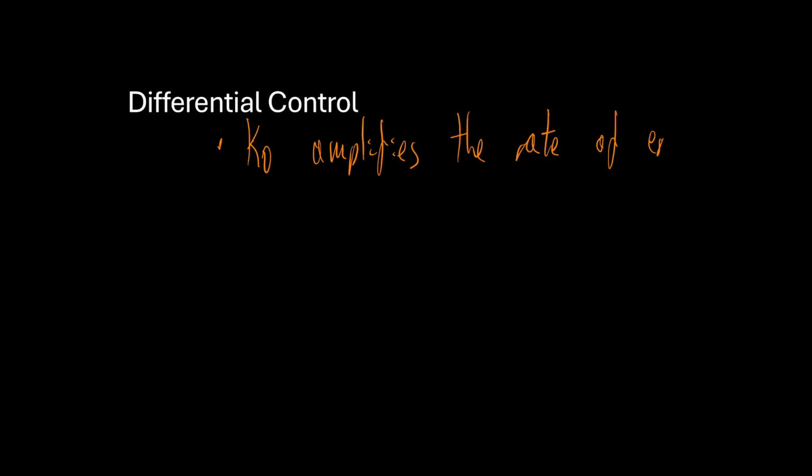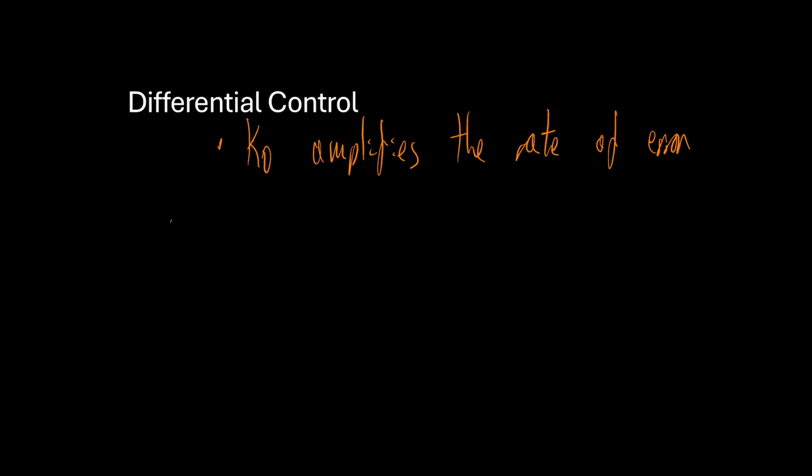Okay, now it's important to understand with differential control that it amplifies the rate of the error. So KD amplifies the rate of error. Now, this is good in situations where you want to slow down, say, a motor or something. But this is actually really bad in high frequency noise situations.